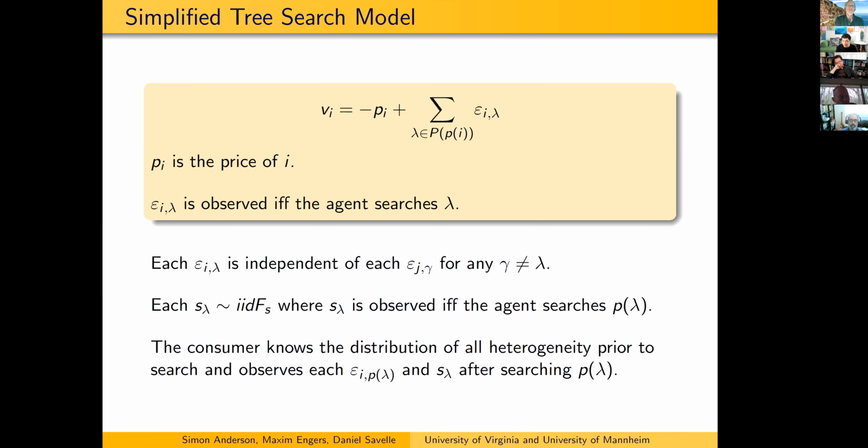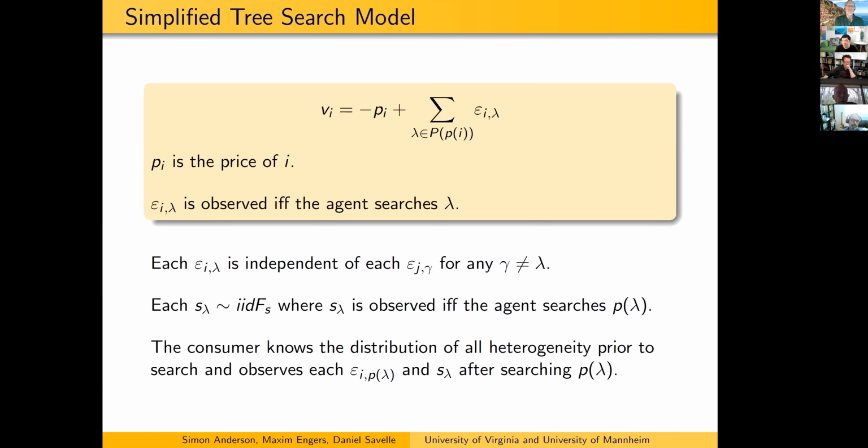And this is going to be heterogeneity. It's going to be independent of any epsilon_{j,gamma} for lambda not equal to gamma. So when you search lambda, you can learn correlated components of downstream values, but you're not going to learn correlations at different nodes. This is just to simplify things. Actually, a lot of this can be advanced further. It's just to clearly state what's gained in information and when.